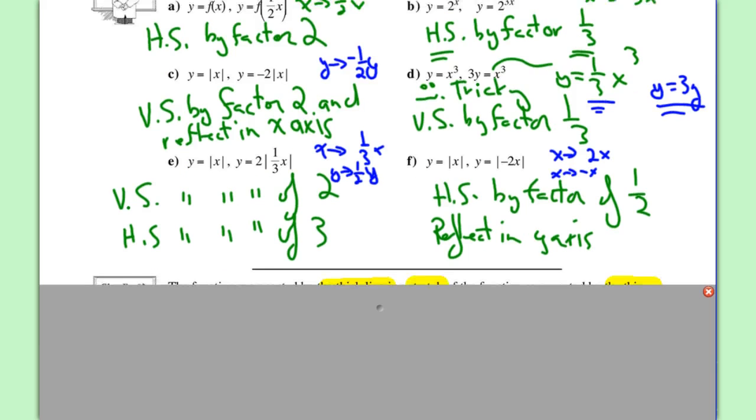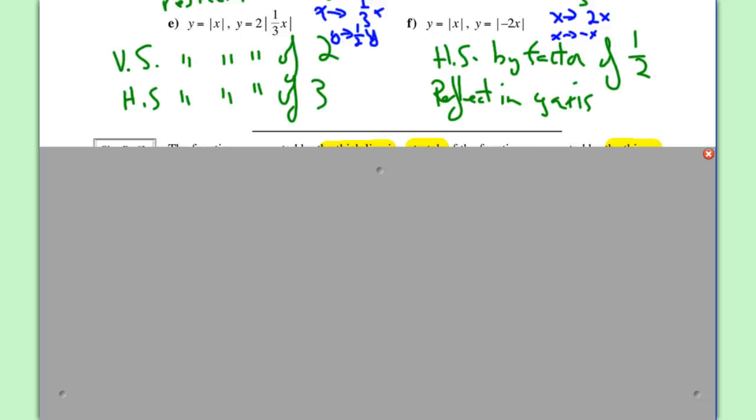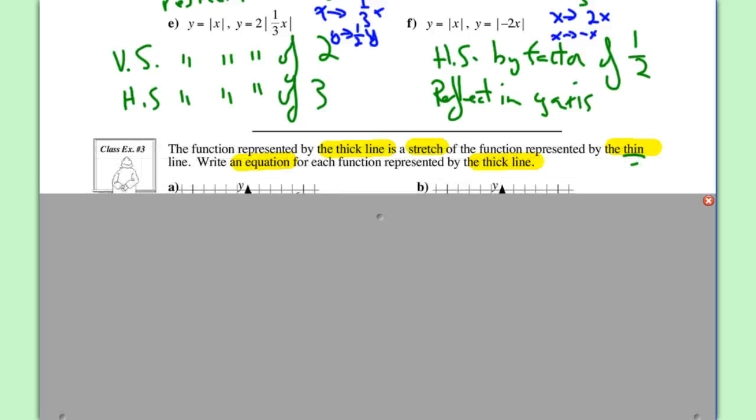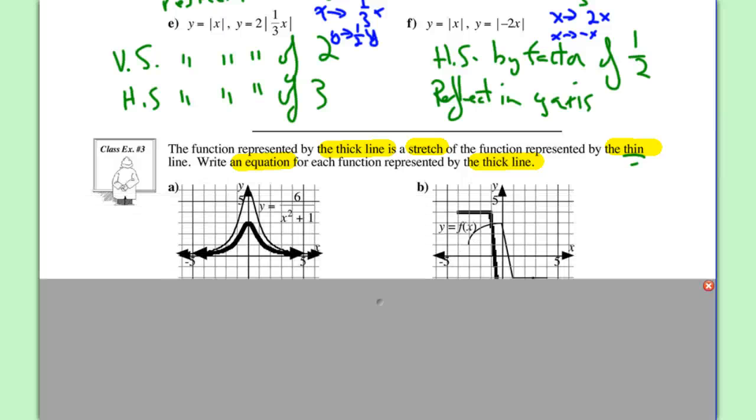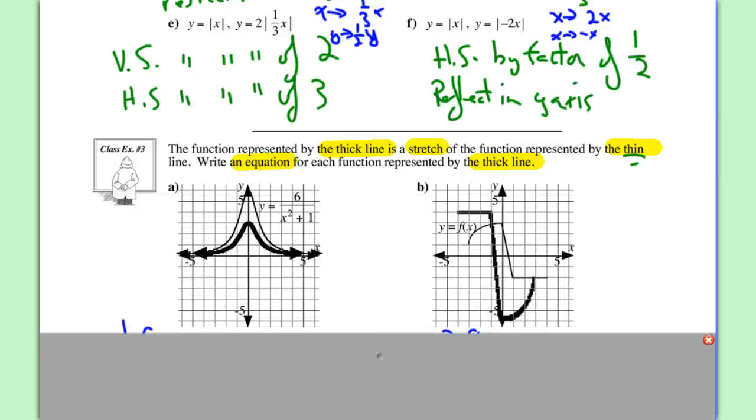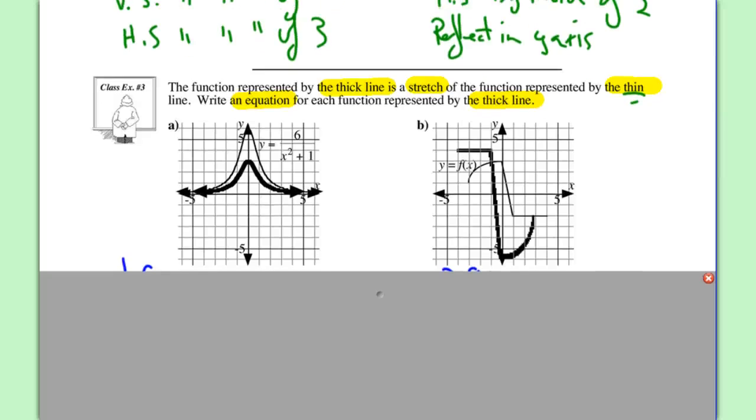In the last example, they want us to consider the thick line as a stretch of the thin line and write an equation based on that. Some of them have actual equations, and some of them we'll just have to write as functions. They don't give us the exact equation. So in the first one, they actually give us an equation, but I'll write it as a transformation first. So what's going on there?